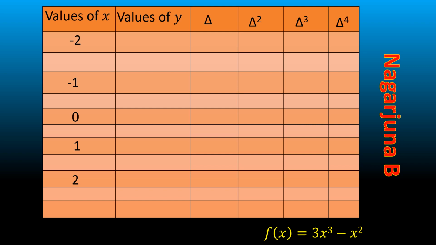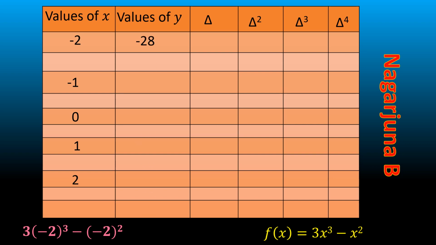So now f of minus 2 is equal to 3 within the bracket minus 2 cube minus within the bracket minus 2 square. So minus 2 cube is minus 8, minus 8 into 3 is minus 24. After that minus 2 square is 4, it is a plus 4, not minus 4, it is a plus 4. Minus into plus 4 will be minus 4. So minus 24 minus 4 is equal to minus 28.